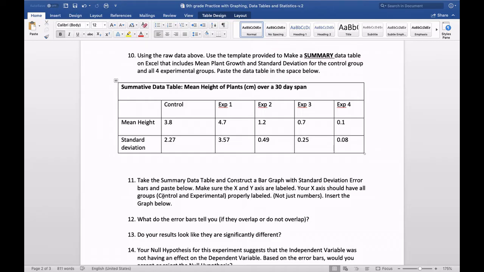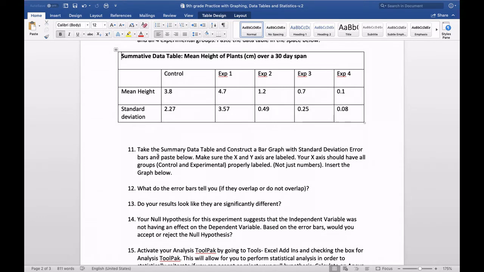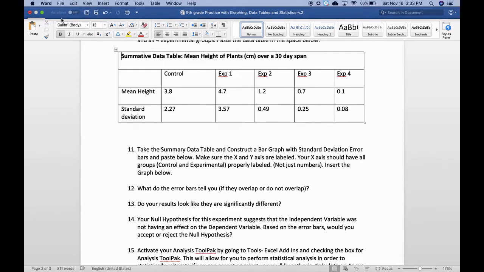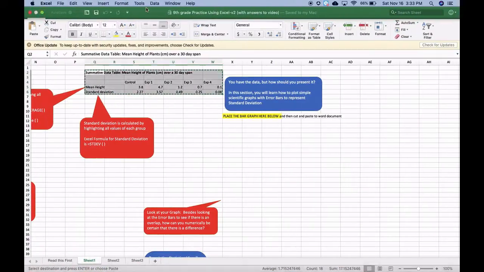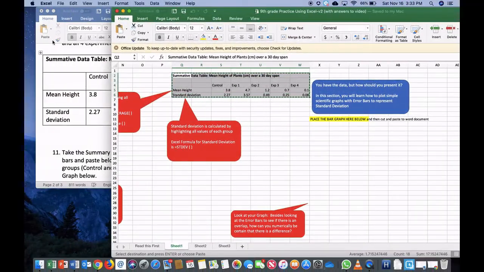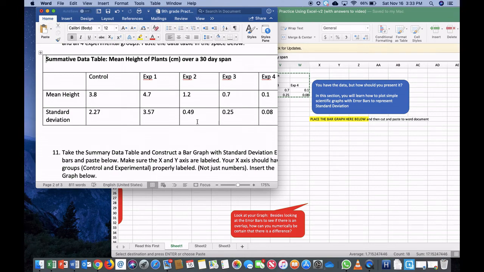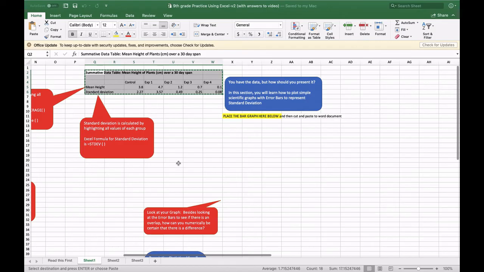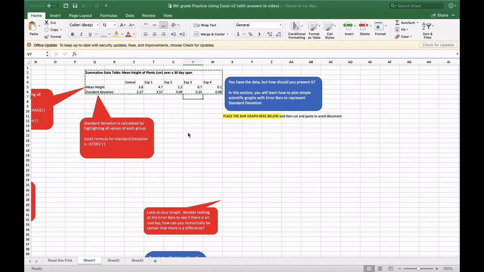So question 11 now says that you should take the information in your summary data table and construct a bar graph with standard deviation error bars. So let's go back to the Excel document, and let's open up both documents at the same time. Actually, I'll just open the Excel document right now so you can see better. So now we're going to take the information that we have in the summative data table, and we are going to make a graph. And it says here, place the graph here below, and then cut and paste it into your Word document.